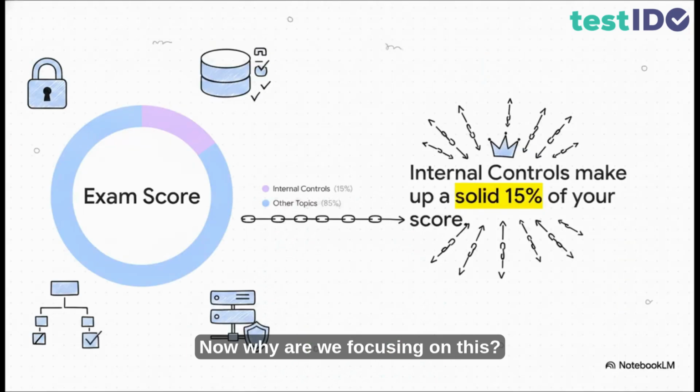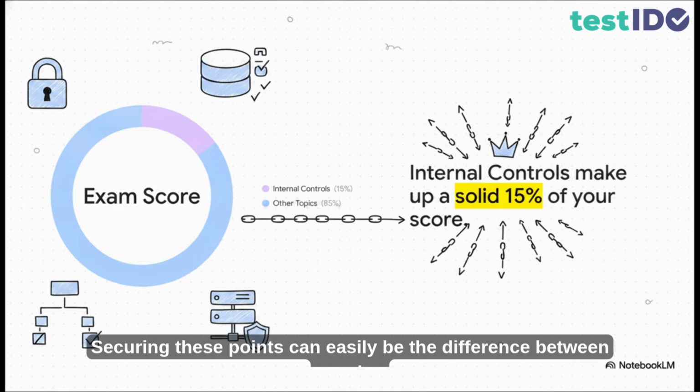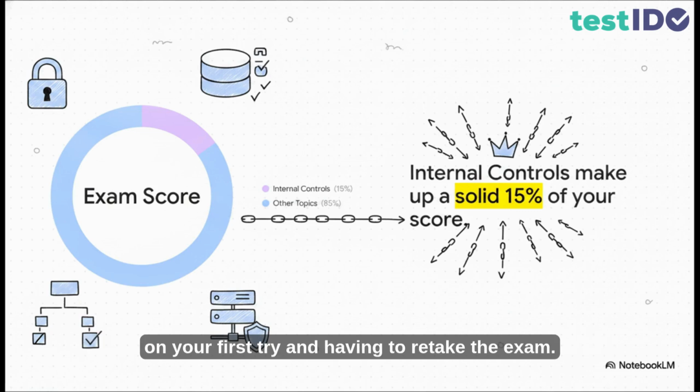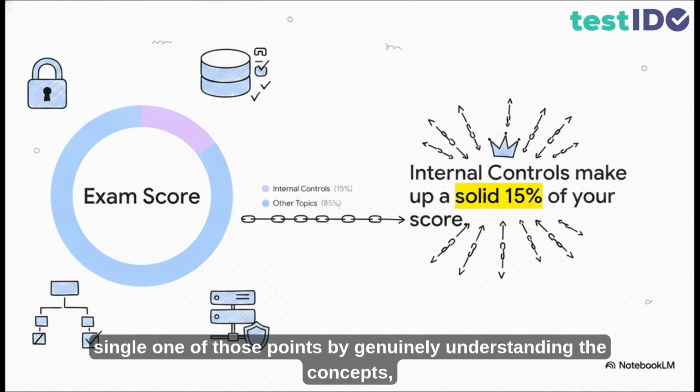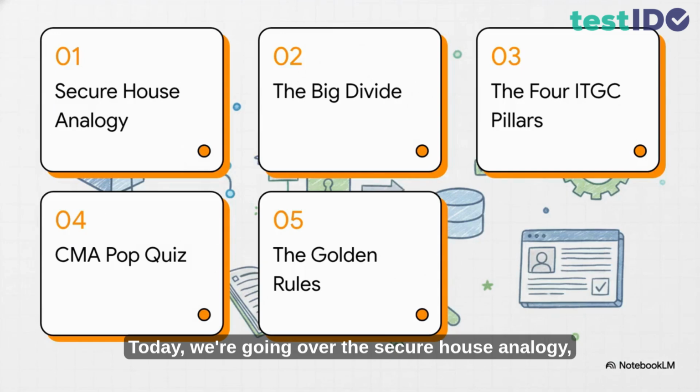Now, why are we focusing on this? Internal controls make up a solid 15% of your exam score. Securing these points can easily be the difference between passing on your first try and having to retake the exam. We are going to make sure you secure every single one of those points by genuinely understanding the concepts rather than just rote memorizing them. Today, we're going over the secure house analogy, the big divide between general and application controls, the 4 ITGC pillars, a quick pop quiz, and wrap up with the golden rules. Let's dive right in. Part 1.